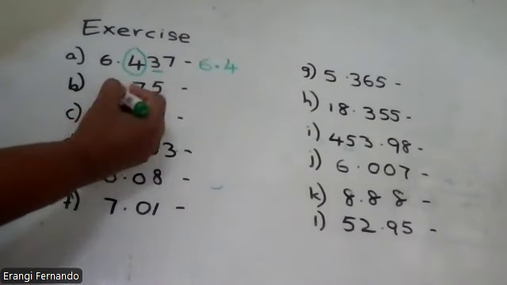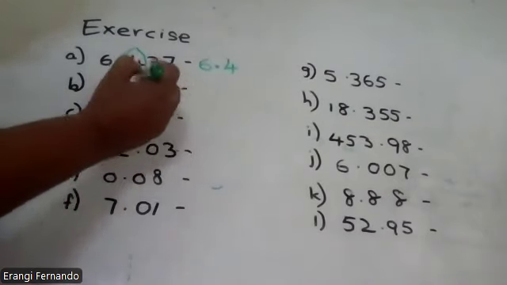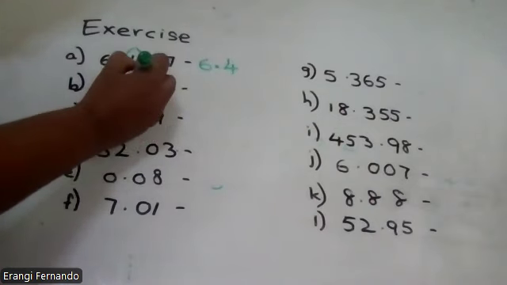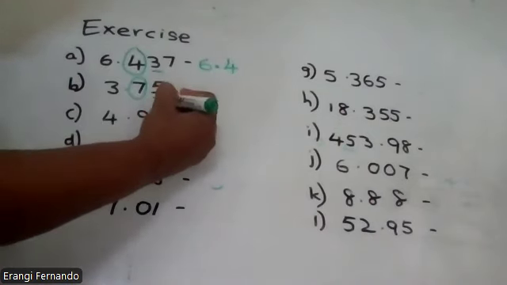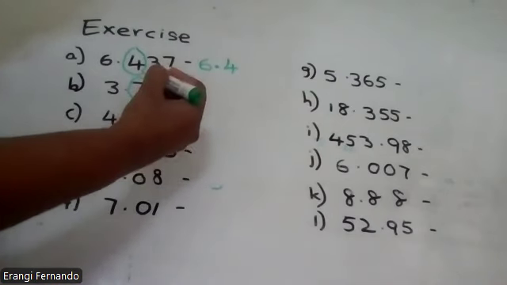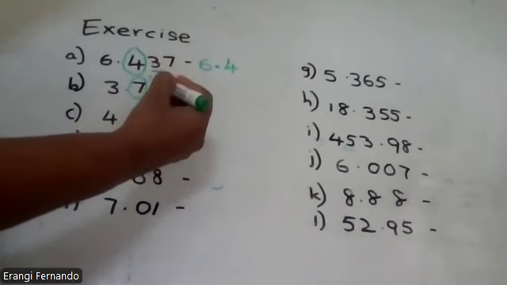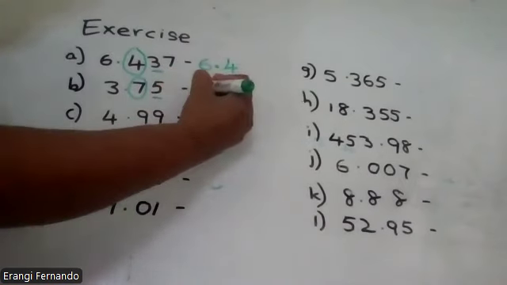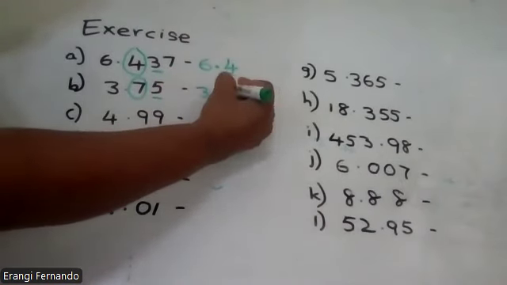Next one, 3.75. The first decimal is 7. You have to consider the next door value 5. It's 5 or more. Then when you round off to the first decimal, it's 3.8.